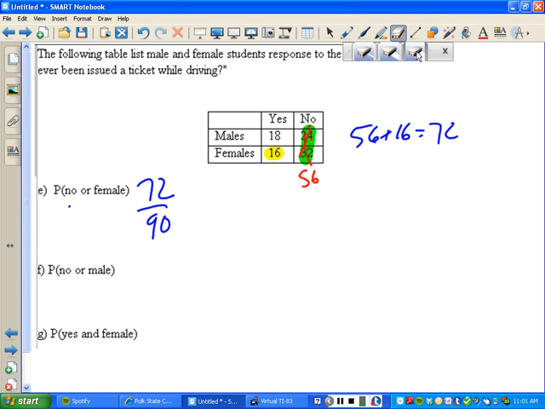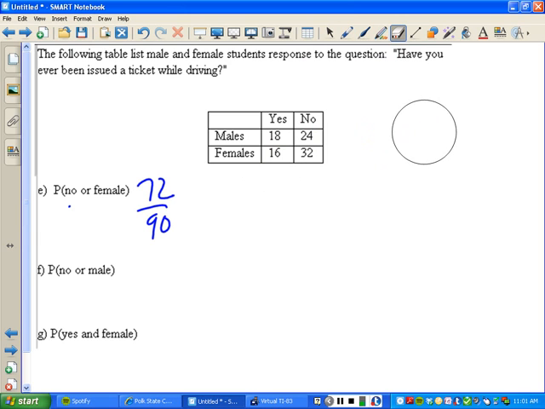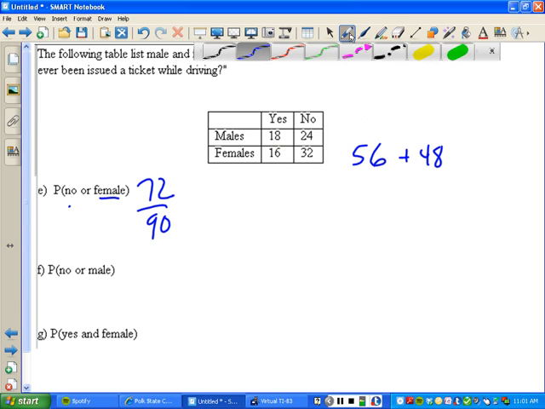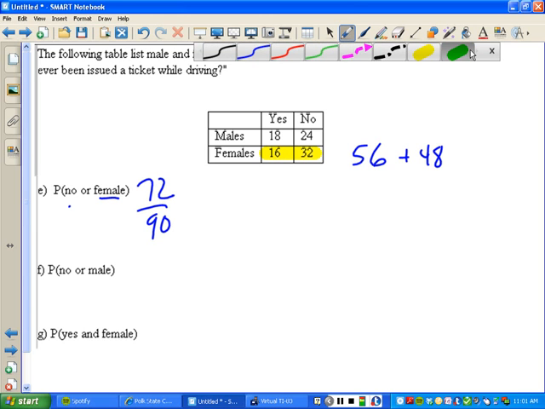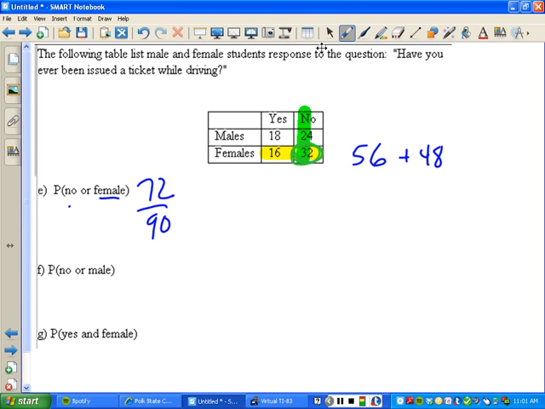Now, some people will make this mistake. No, how many people said no? 56. How many females are there? 48. What have you done? You've done this one and this one. But what have you really done? You added 32 again. Counted those people twice. So what do you have to do? Subtract that group out. That's kind of the long way to do it, more mathematical, if you will.